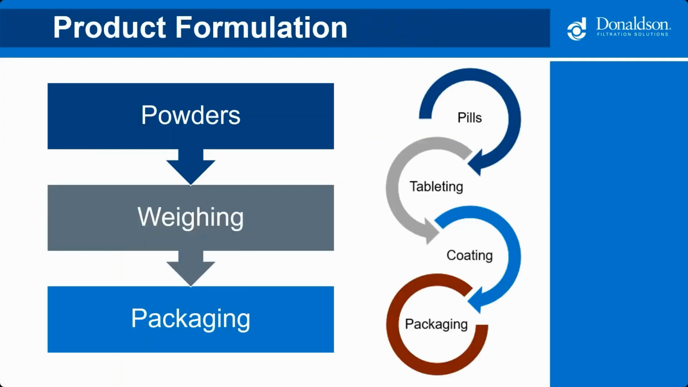The other main area where dust is generated is during product formulation. After the granules are formed, powders are weighed and packaged. Pills, on the other hand, go through tableting, coating, which makes them easier to swallow, and then they go through a packaging process. Manufacturers also may produce capsules. Sometimes those are filled with liquid. In that case, we don't require dust collection, but they're also commonly filled with a dry formula, which can be an area where dust is generated.